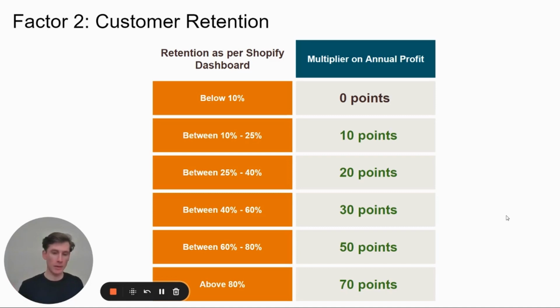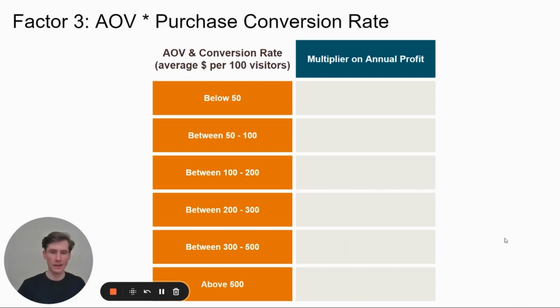But the point is, I think you're already in the top 1 or 2% if you're above 80%, from all the data that I have seen and scraped, and also the data from my own stores and all the other stores I've been involved in. So that is factor number two. Keep those points in mind, maybe write them down somewhere on the side, and let's move on to factor number three.